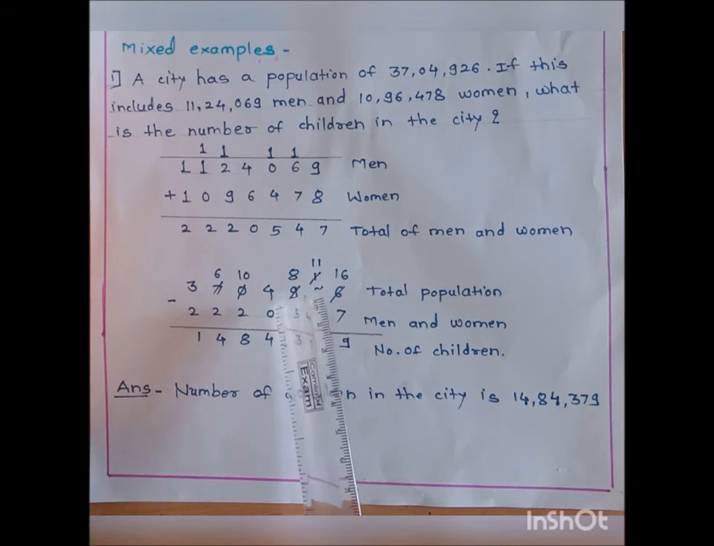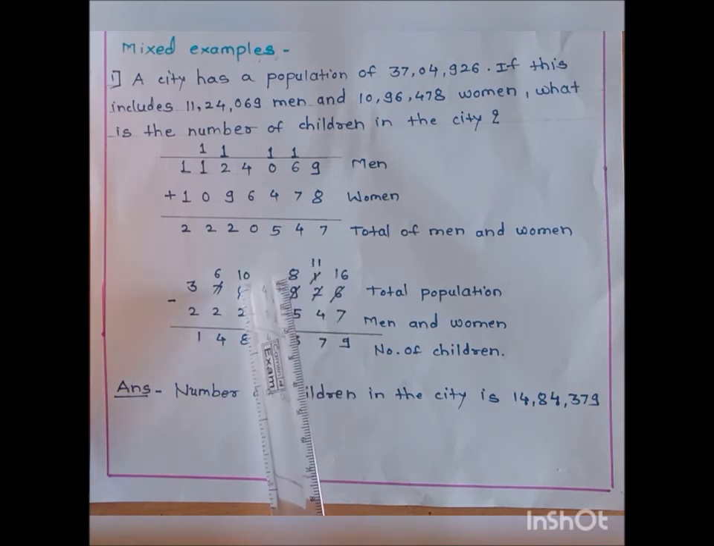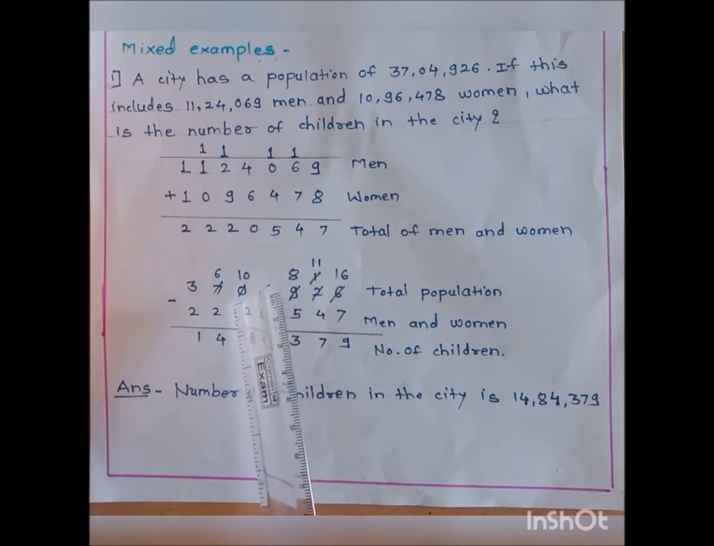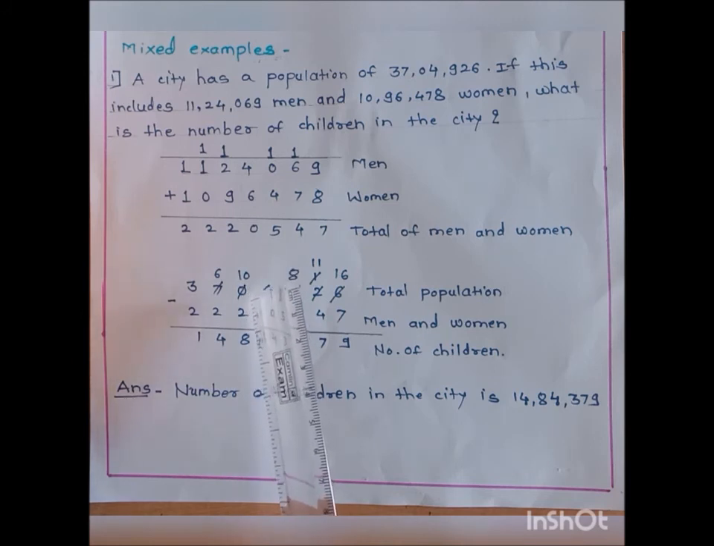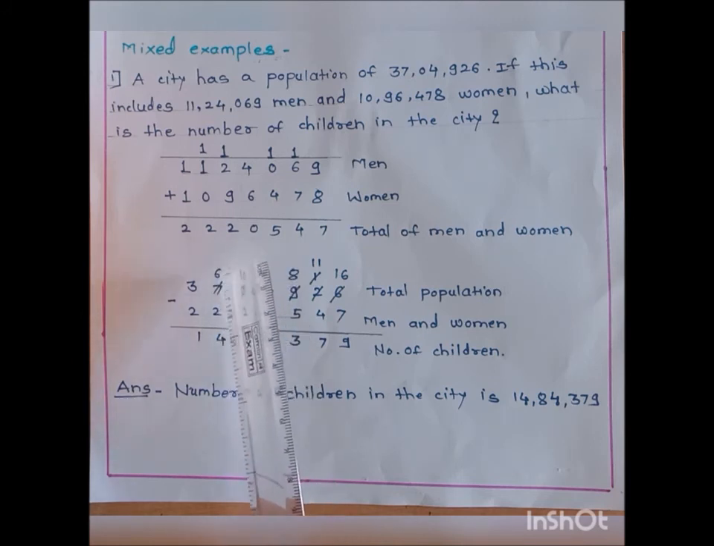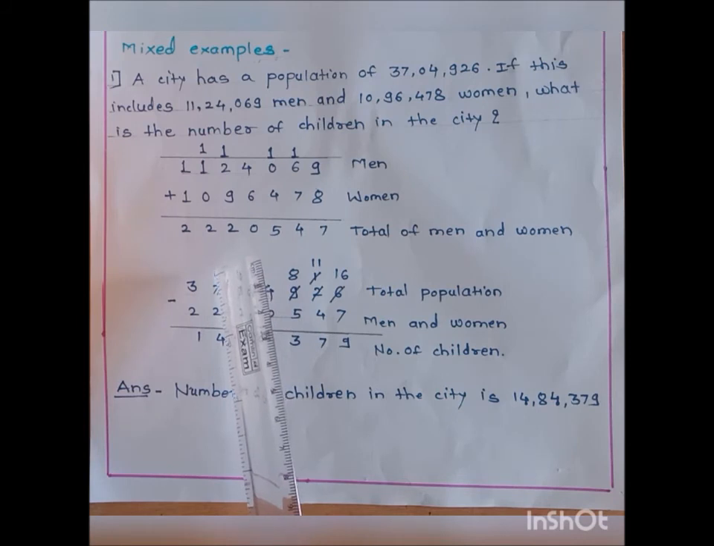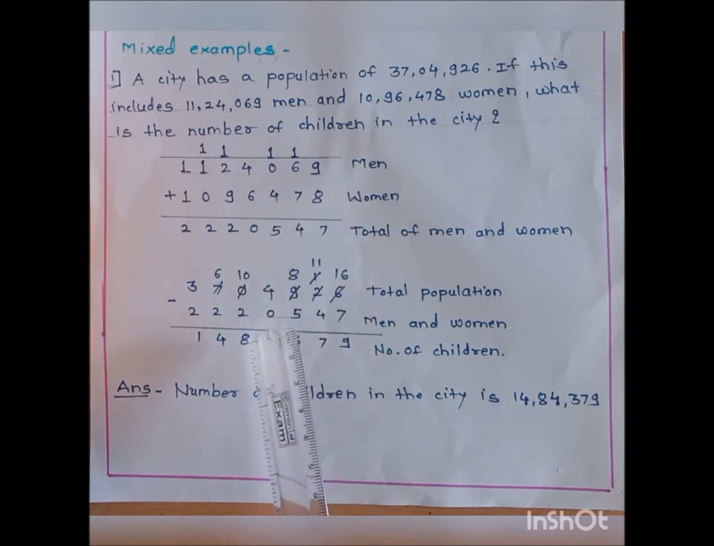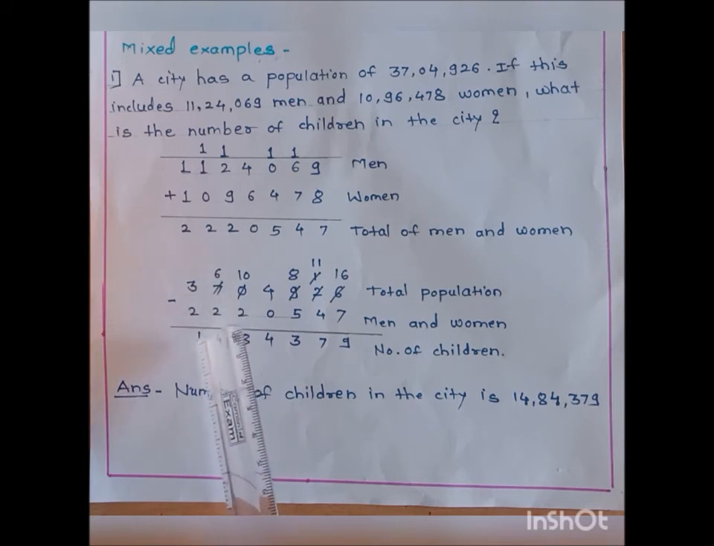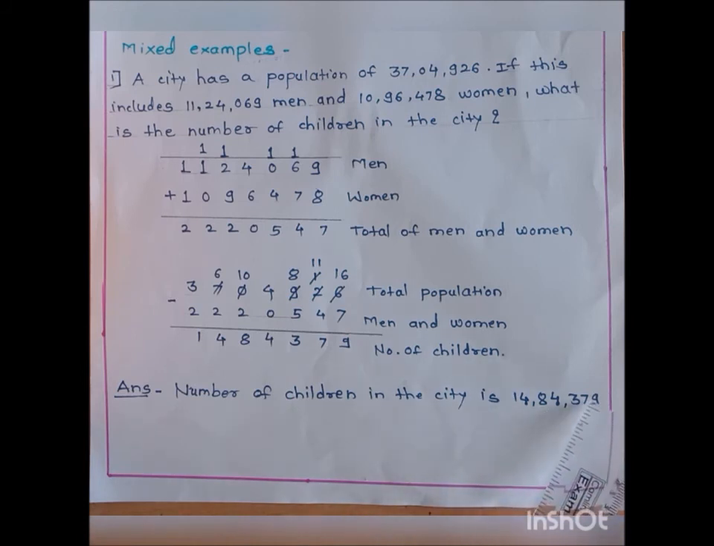4 minus 0 is equal to 4. Here 0 minus 2, is it not possible? Then we have to take a borrow from this place, that is 10 and here remains 6. 10 minus 2 is equal to 8. 6 minus 2 is equal to 4. 3 minus 2 is equal to 1. Then we get the answer. The number of children in the city is 14,84,379.